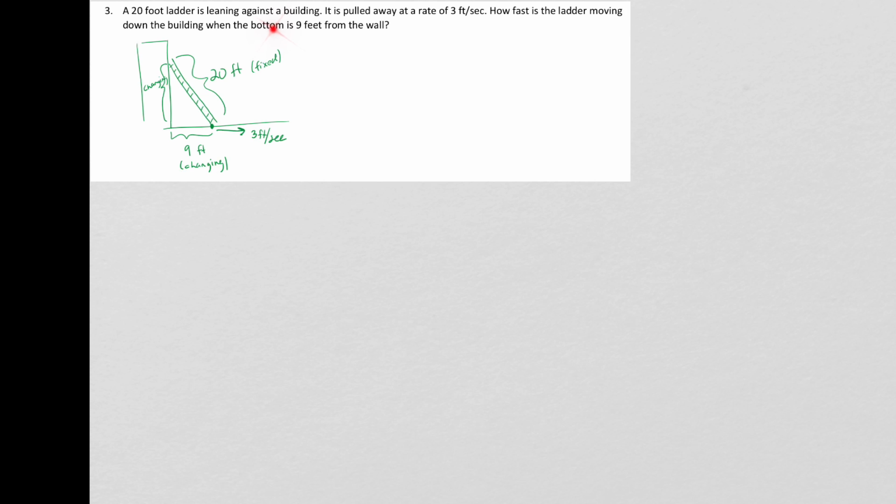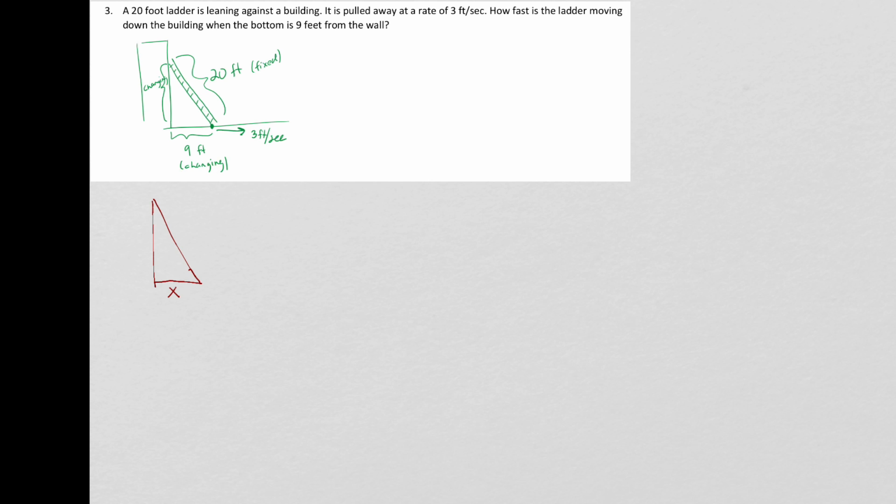When the bottom is 9 feet from the wall. So that would be when this length is 9 feet. So this is going down, that's going to the right, and then the ladder is staying fixed in length. So the first thing we want to do is set up, kind of build out a little variable system. And to do that, I'm going to redraw this without all the extras.